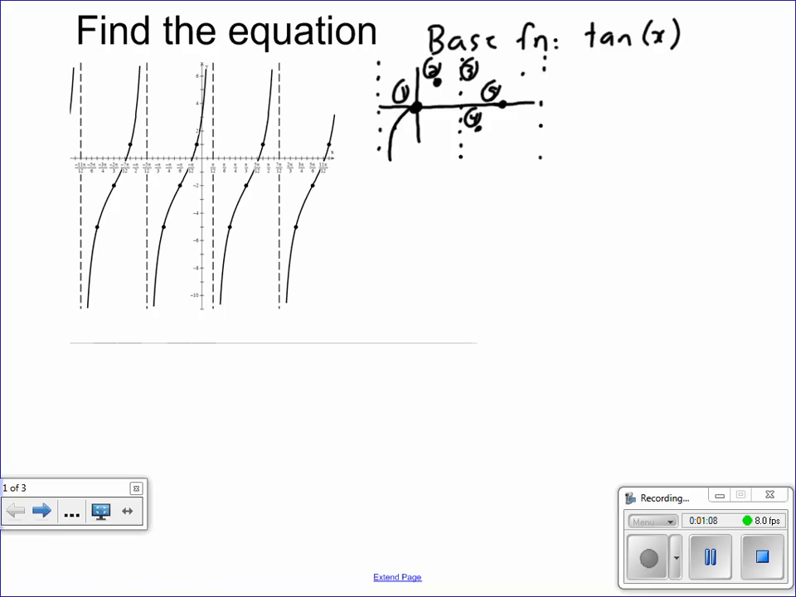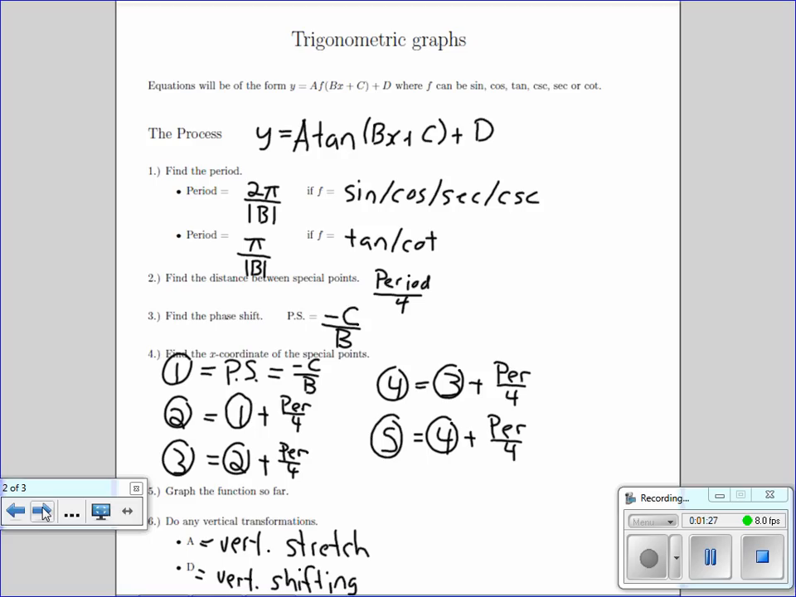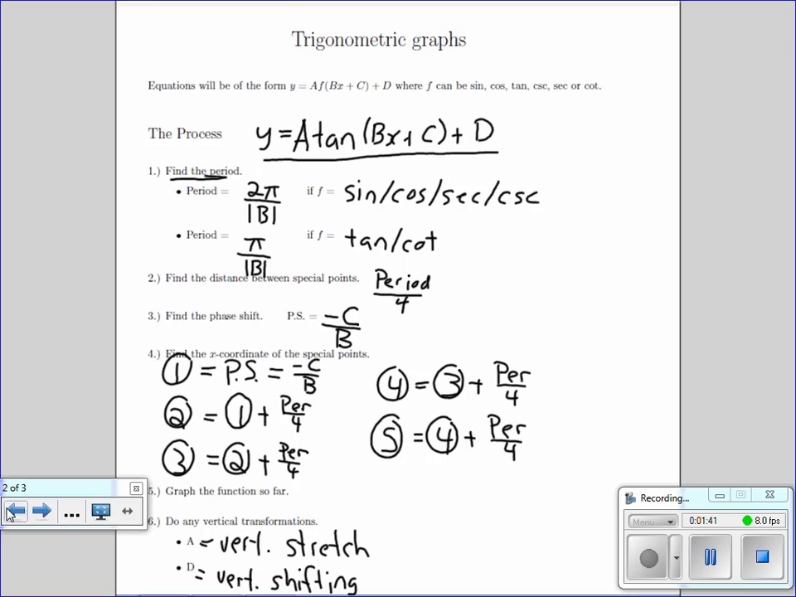So our graph of tangent looks like that, which we can see is very similar to the graph we're given. Our graph has just been moved. So our process of finding the equation from a graph is really the same as going from an equation to a graph. First thing we're going to do is the period. Now, since our graph was tangent, what we should wind up with is y equals a times tangent of bx plus c, plus d. Oops, let's go back to that process.